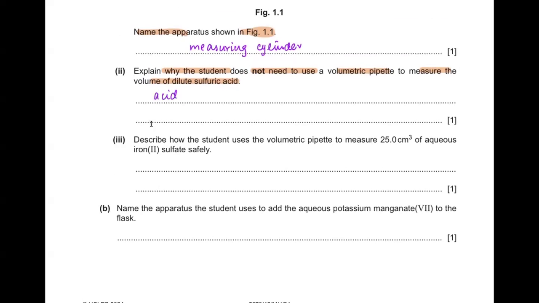So acid is only needed to provide acidic medium, because the oxidizing agent works in the acidic medium. Whenever you see the oxidizing agent behaving as an oxidizing agent, it is always acidified potassium manganate 7. So acidic medium, hence its accurate amount is not needed. Is this clear to all of you?